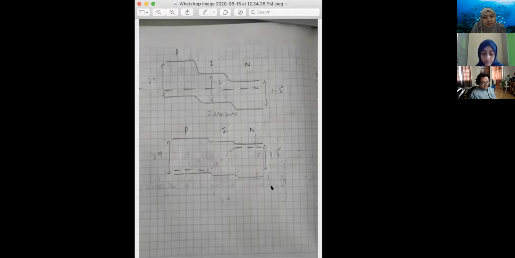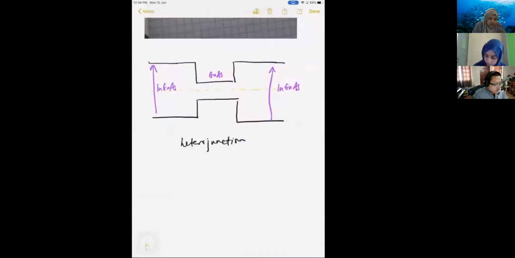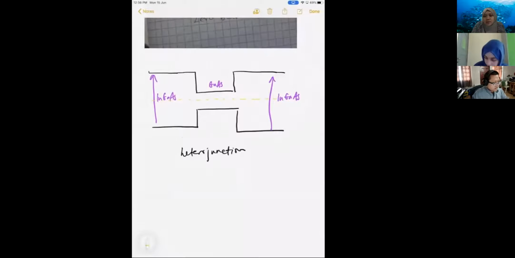Now let's go back to my drawing. I will share my iPad again. Normally if you read textbooks, when they draw a heterojunction, they will draw like what I draw here on my iPad. They draw the intrinsic layer, and from here you can clearly see why the efficiency is higher.